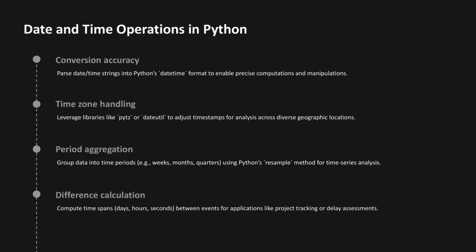Date and time operations in Python enable precise time-based analysis. Parse date strings into datetime objects. Handle time zones with appropriate libraries. Resample or aggregate into periods like weeks or months for trend analysis, and compute differences between timestamps to measure durations or delays for project and event tracking.